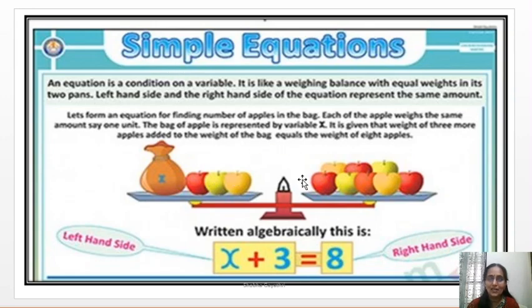You can see a weighing balance here. Just observe the weighing balance. There are 8 apples on the right pan. There are 3 apples and 1 pot on the left pan. The needle is at the center and it represents equal. It says that both the weights are equal. Left pan is equal to right pan.